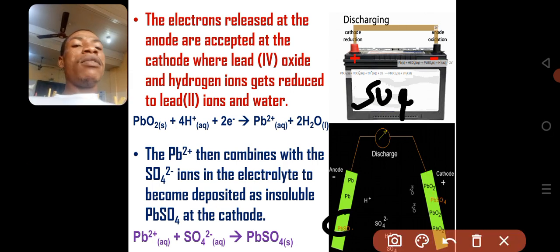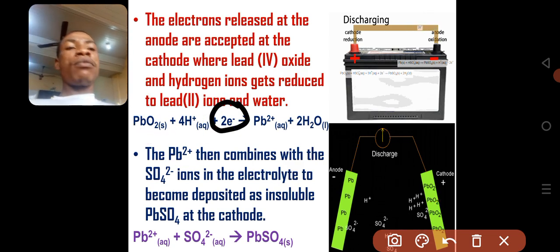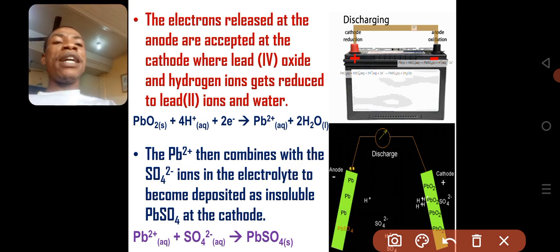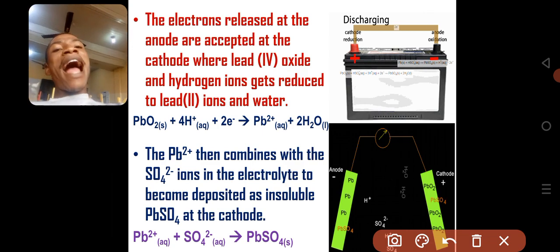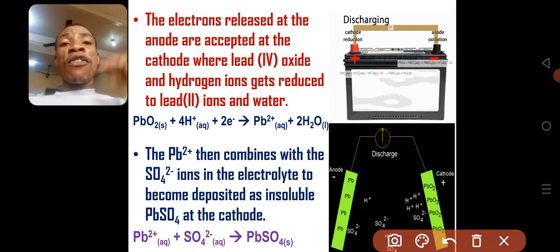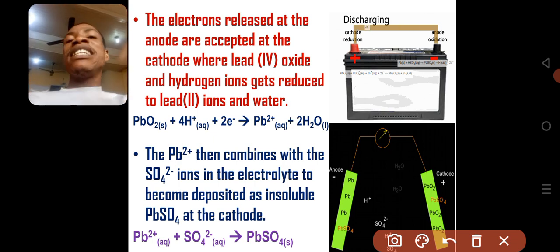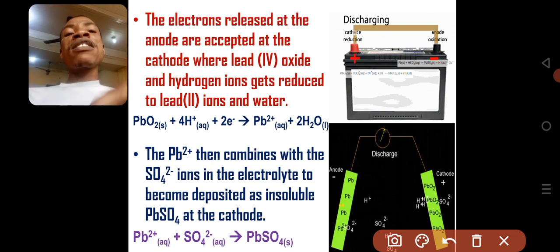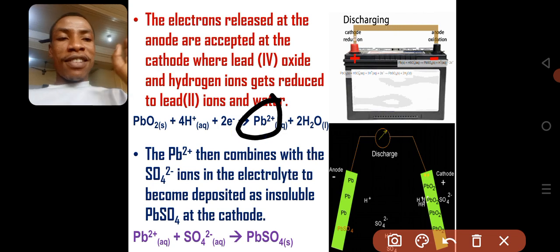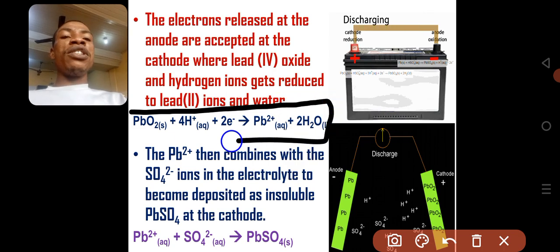At the cathode, the lead-4 oxide will receive the electrons and get reduced to lead-2 ion. Don't forget that at the anode, the metallic lead loses electrons and gets oxidized. Anode is the site of oxidation. So it gets oxidized to lead-2 ion. But here the electrons coming from the anode are accepted by the lead-4 oxide, and when you gain electrons, that's reduction. So lead-4 oxide reduces to lead-2 ion. Have you seen that now? So when you balance the equation in acidic medium, you get this equation.